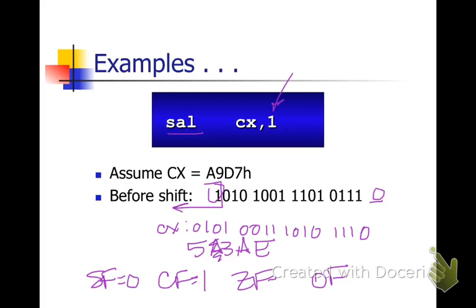Zero flag, it is not 0, my final result, so I'm going to clear the zero flag. And finally, this is a single bit shift. So overflow reflects if there's a sign change. Well, before it was negative, and now it is positive. So overflow flag will be set to indicate a sign change. Okay? All right, let's do another one.